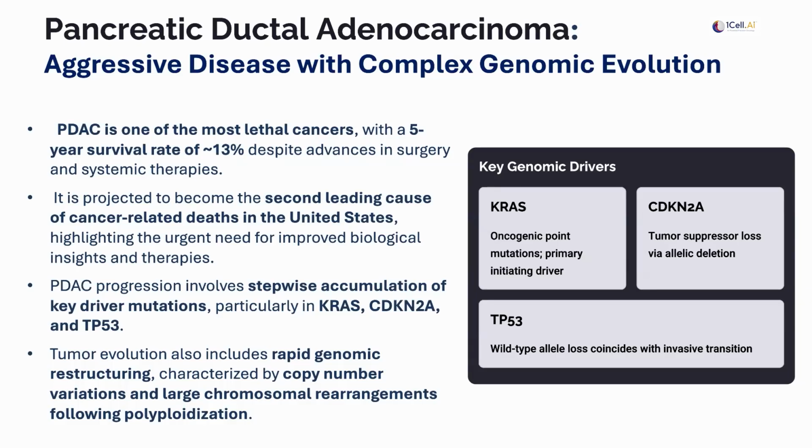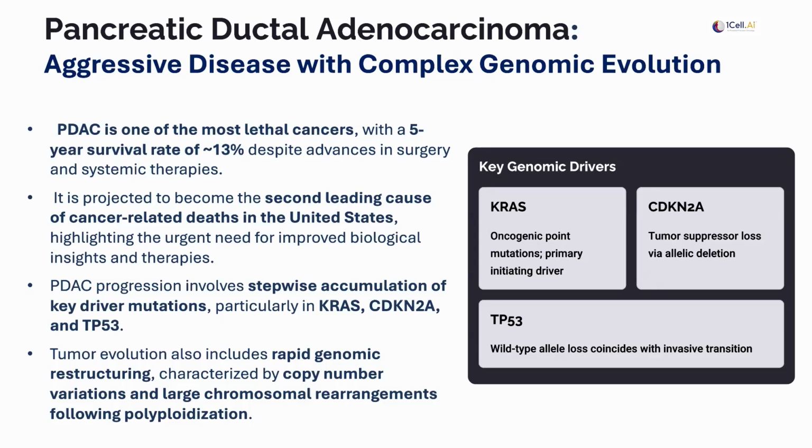Despite advances in surgery and systemic therapies. And it's actually worse than that. There's a recent paper in JAMA that shows that the 1-year survival is about 24%. So we have a long way to go to learn how to deal with this cancer. And it is projected to become the second leading cause of cancer-related deaths in the United States. And so we really need to improve our understanding of this cancer.